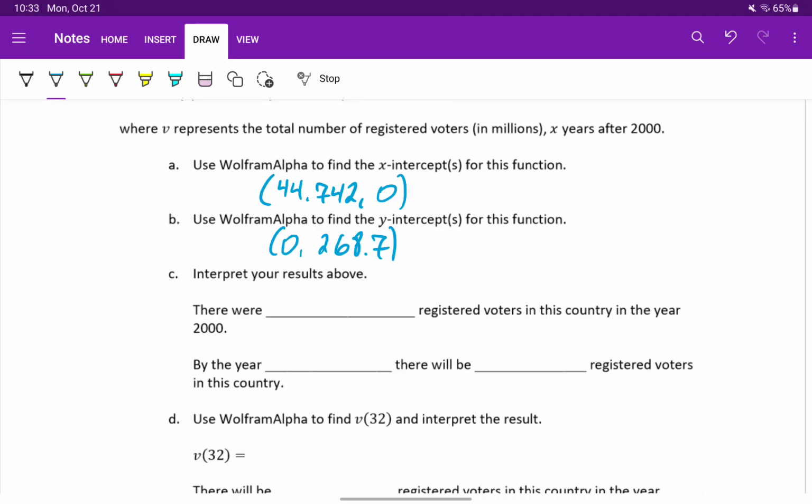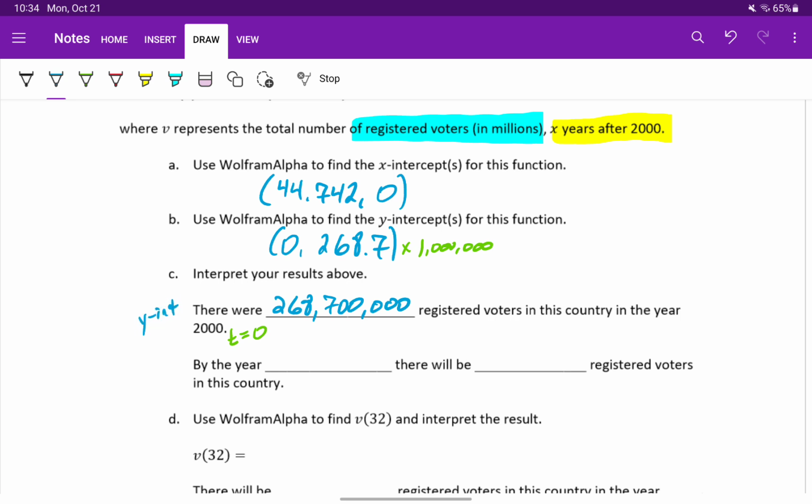The first one is asking us something about what's happening in the year 2000. The year 2000 is our year t equals 0, since x is years after 2000. So this is telling us that there were, at t equals 0, 268.7, where registered voters is in millions. So we need to take our y coordinate times 1 million to get 268,700,000 registered voters in this country when t equals 0, or in the year 2000. That's the interpretation of our y-intercept.